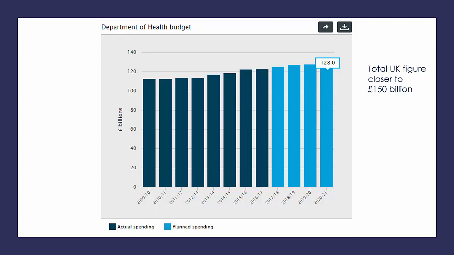The vast majority is going towards the public sector in terms of overall GDP percentage spend in the UK. So it is something to bear in mind that the private healthcare industry is a relatively small sector or segment within the overall healthcare industry in the UK.